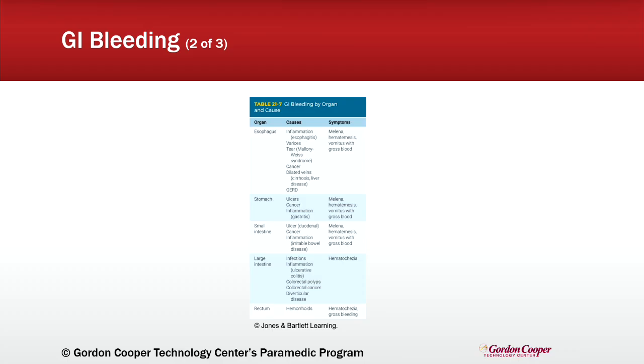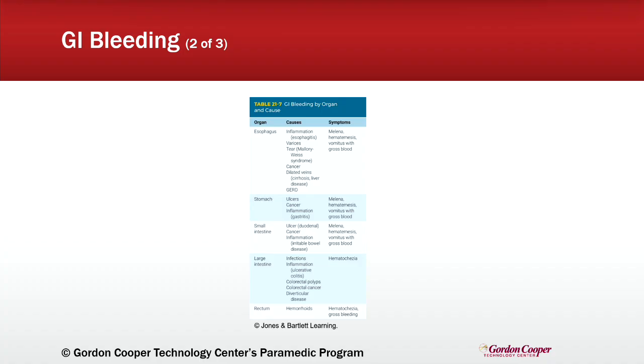So this table is going to show us some of the causes of that GI bleeding. If it's the esophagus, it could be from an inflammation or varices, maybe even a tear, or dilated veins. This is where we're going to see those dark, tarry, black stools from the blood loss that's been digested. Same with the stomach bleeding, we're going to see that. And even the small intestines, we're going to see those dark, tarry stools.